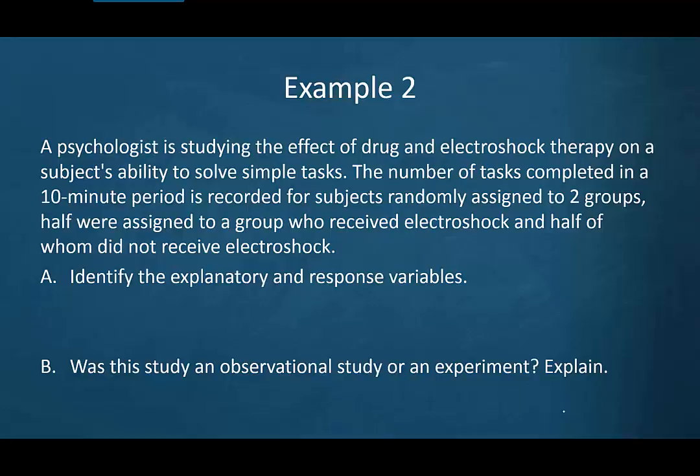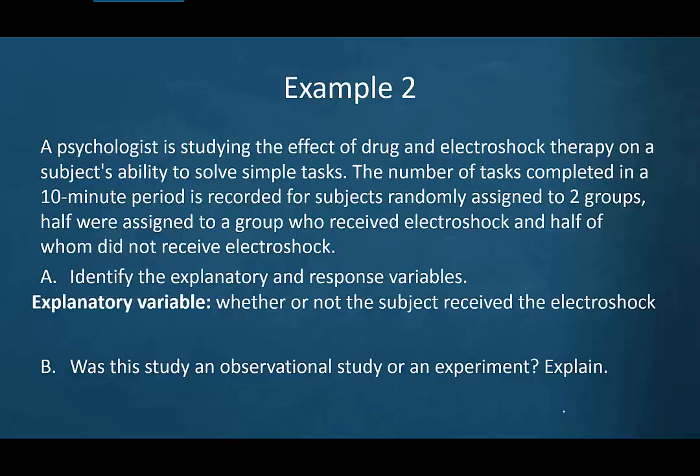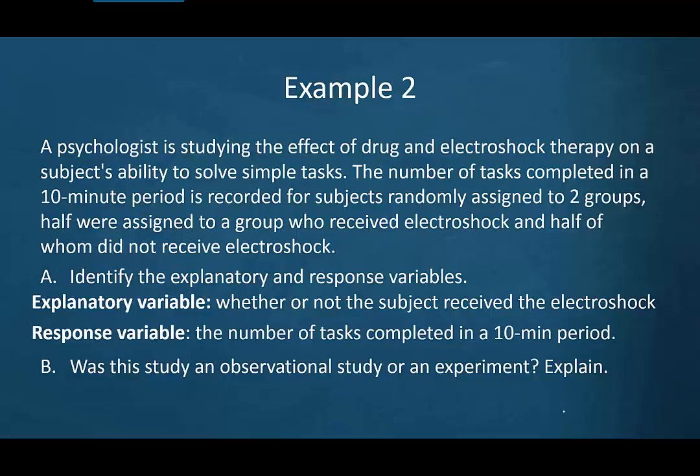Let's identify the explanatory and response variables. Even if the question does not ask you to do this, it is still highly recommended that you do this. So what is the explanatory variable? It's whether or not the subject received electroshock. And the response variable is the number of tasks completed in a 10-minute period.